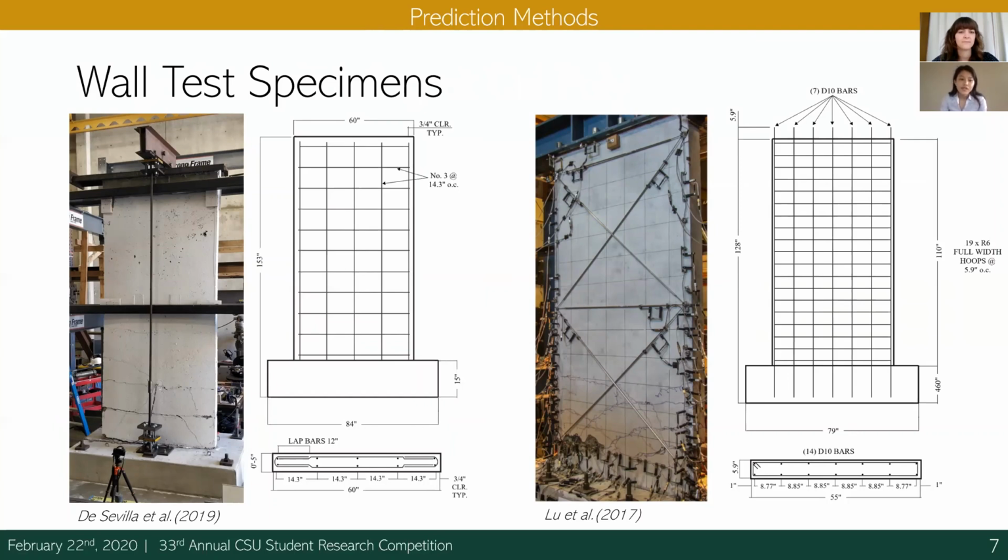So on the left was the wall from Cal Poly that I discussed earlier. On the right is the wall from the University of Auckland, New Zealand by Liu et al. The common ground in these two walls is that they both exhibit pre-1980s characteristics, and after testing, they were found to have flexural tension failure as well as rebar fracturing.